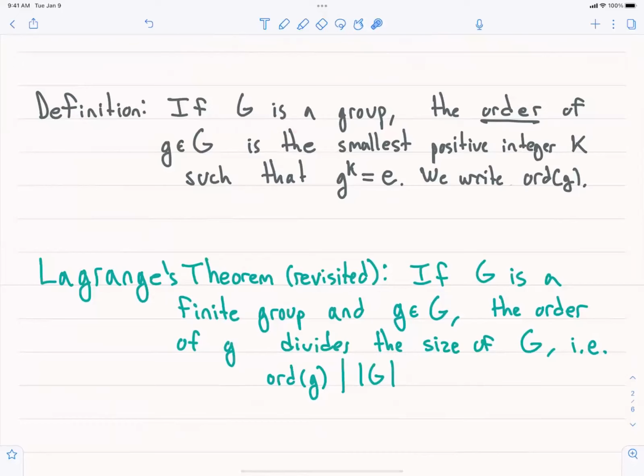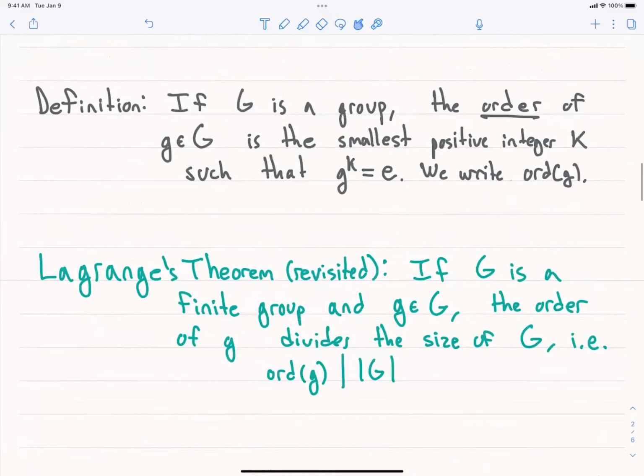Okay, so in any group, we're going to say the order of an element little g is the smallest positive integer k such that when I take g and multiply it together k times, which we write as g to the k, I get the identity element e. When we talk about the order of a group element, we're going to write ord of g. If you look in the textbook, I sometimes just write O of g, but we're going to write ord of g to keep things completely clear.